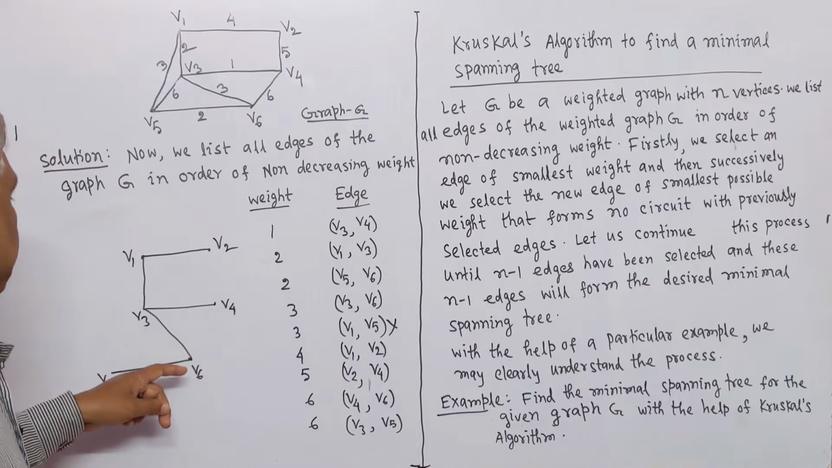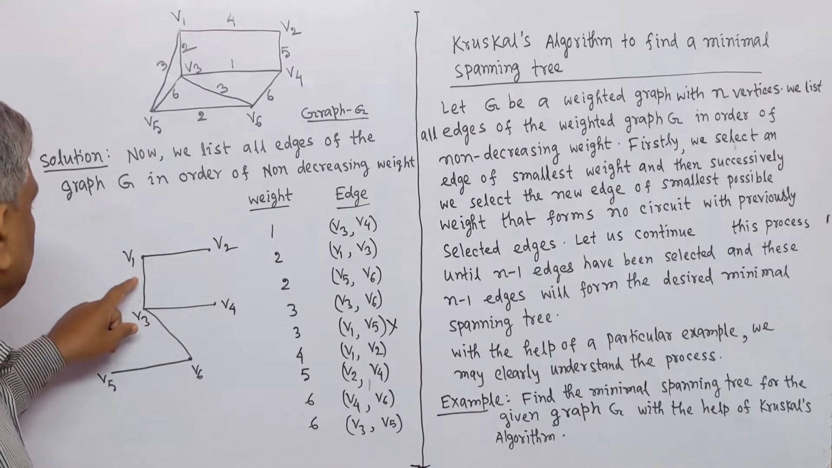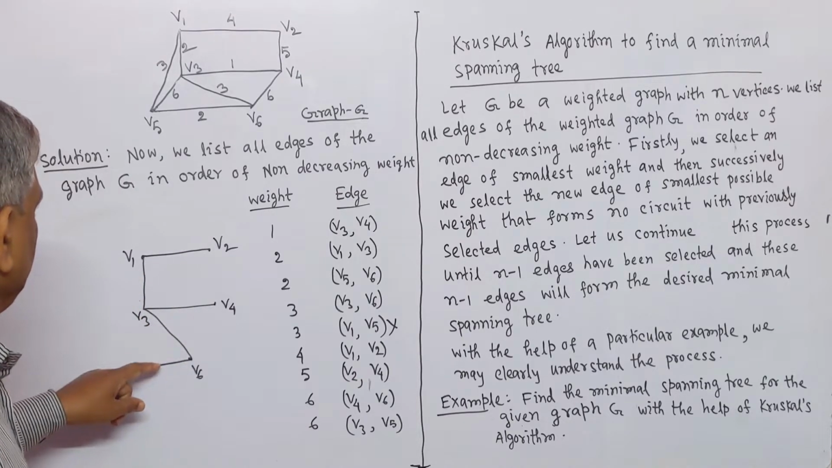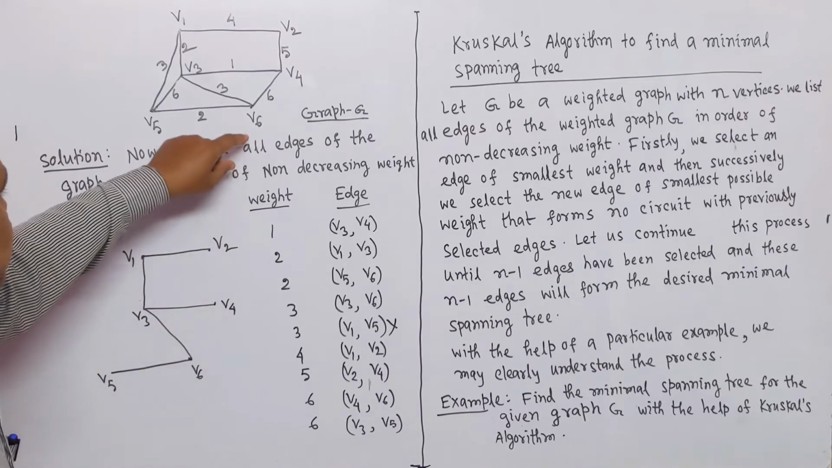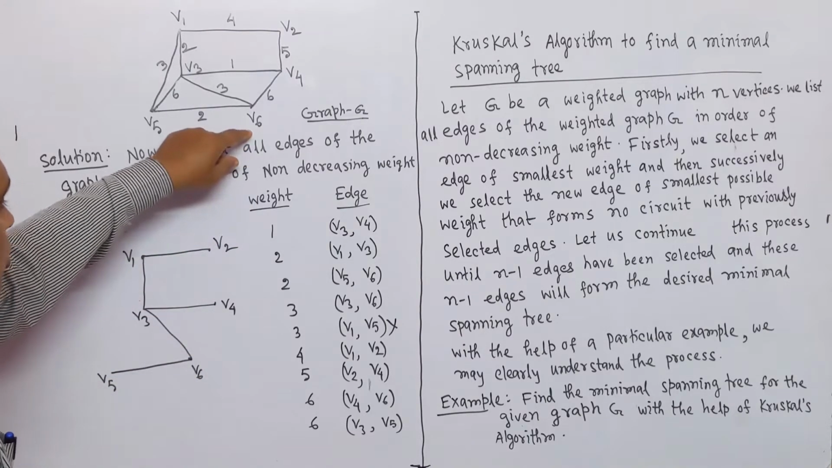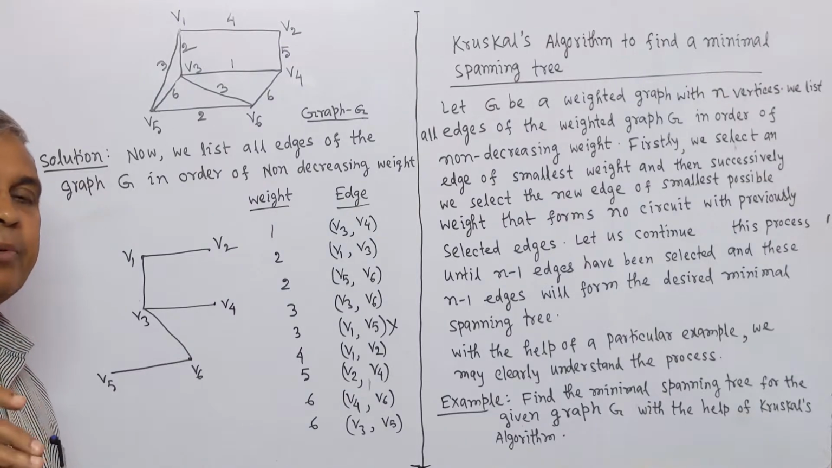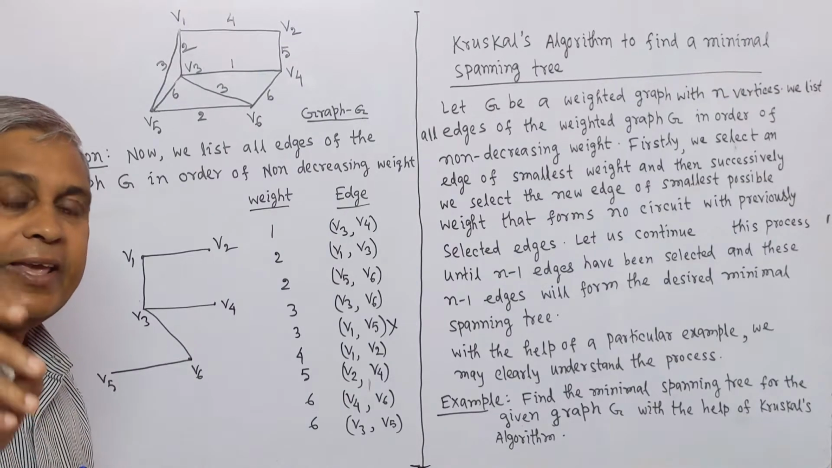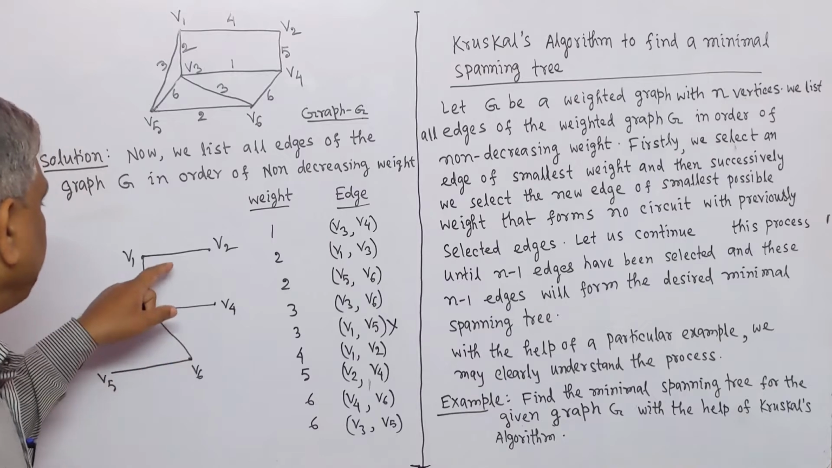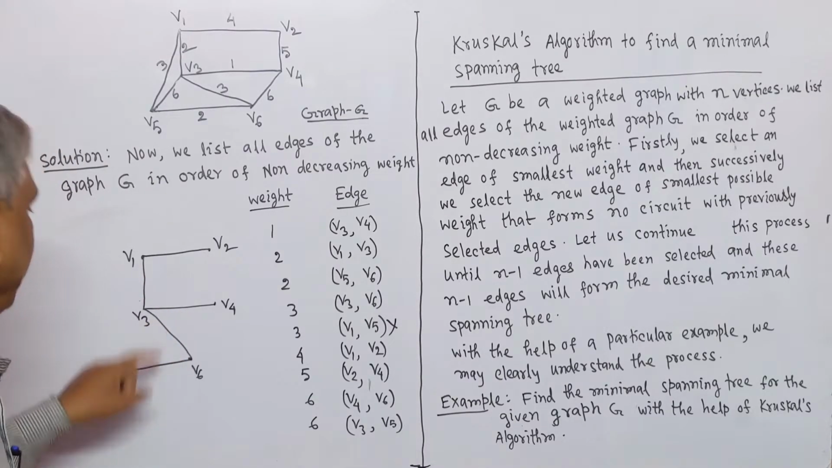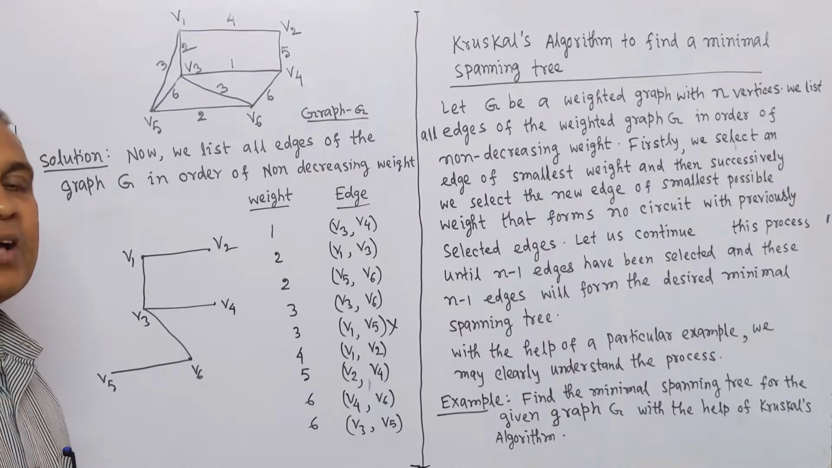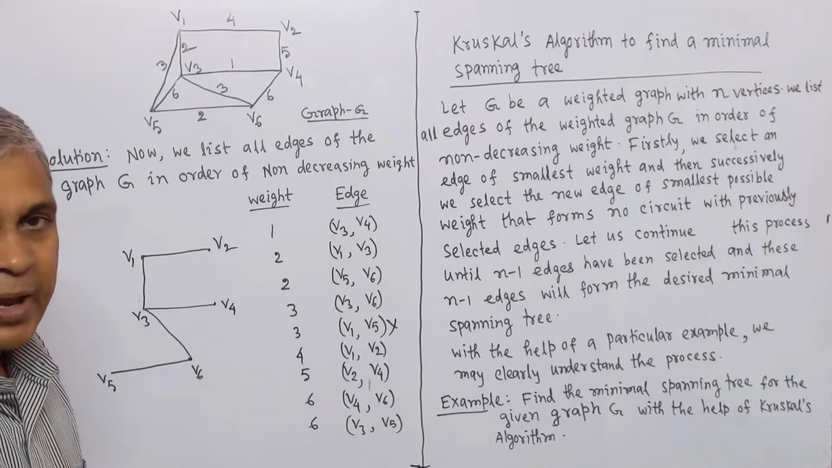Here number of edges be 1, 2, 3, 4, 5. Since we have 6 vertices, we will have to take only 5 edges. Here we get 5 edges, and this is the minimal spanning tree.